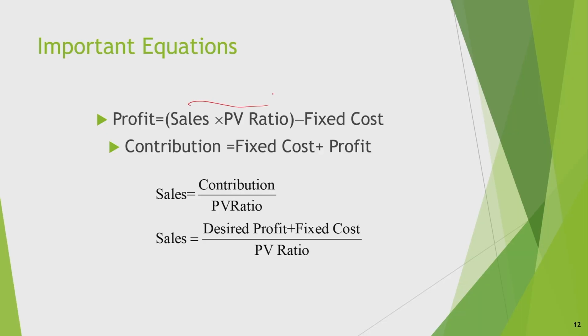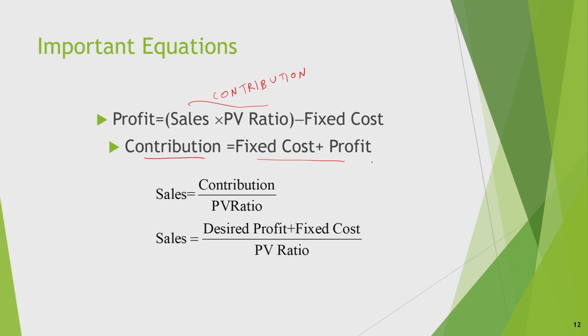Because sales into PV ratio will give you contribution. So, as we said, contribution minus fixed cost is equal to profit. So profit is equal to sales into PV ratio minus fixed cost. Contribution is equal to fixed cost plus profit.